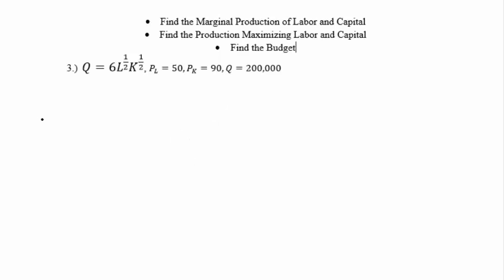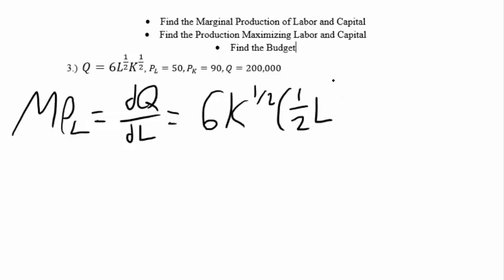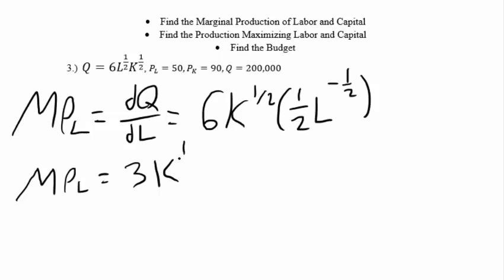budget that we're given. So first up, let's find our marginal production of labor, which is the derivative of Q with respect to L. So we have the part that we leave alone, the 6 times K to the 1/2. And then the part we take the derivative of, the L to the 1/2, so we have 1/2 times L to the 1/2 minus 1, which is negative 1/2. And if we were to simplify that a bit more, we have a marginal production of labor of 3K to the 1/2 over L to the 1/2.